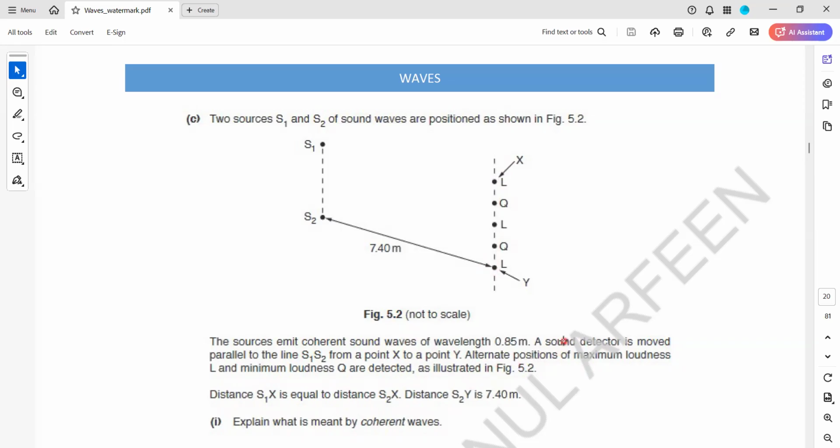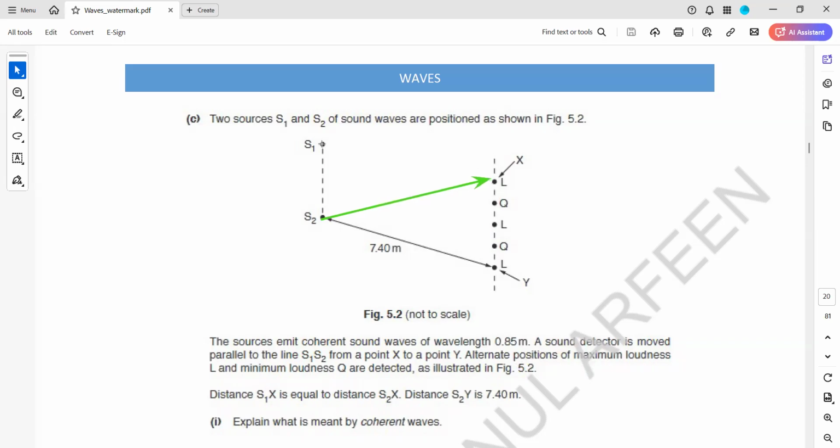An alternate position of maximum loudness L and minimum loudness Q are detected, as illustrated in figure 5.2. Distance S1 to X is equal to distance S2 to X, so X is like a central maxima. This distance S2Y is 7.4 meters. These two distances are equal.